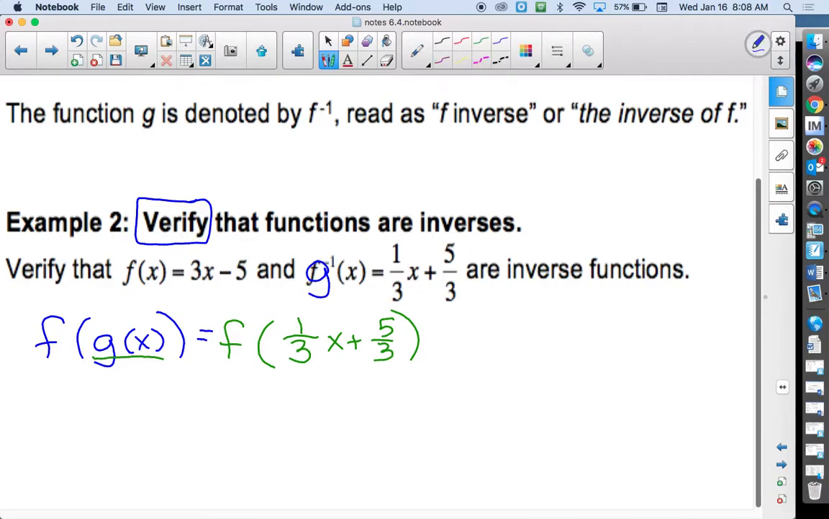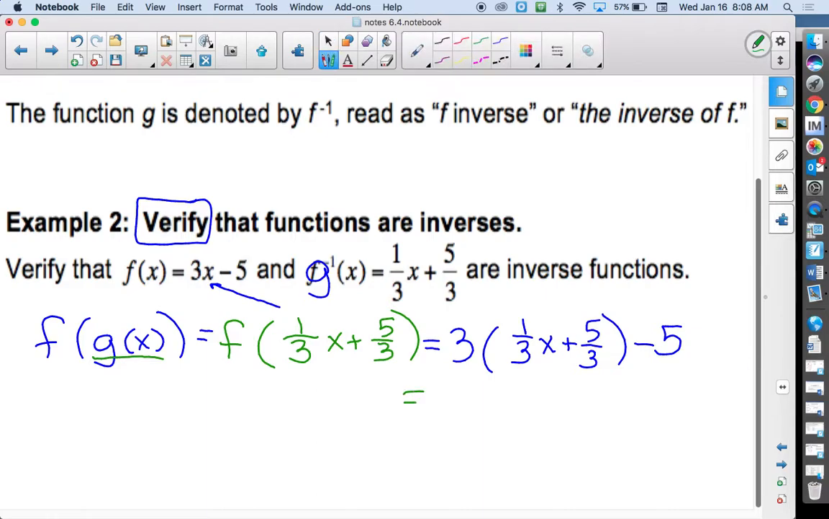All right, what do we do with that 1/3 x plus 5/3? So there's an f outside. So what do we do with that? Mackenzie Myers, what would we do next? Yeah, so right here, for the x, we're replacing it with everything that's in parentheses. So we have a 3, and then we have 1/3 x plus 5/3, because it's supposed to be x. All of that is x. And then it says -5.